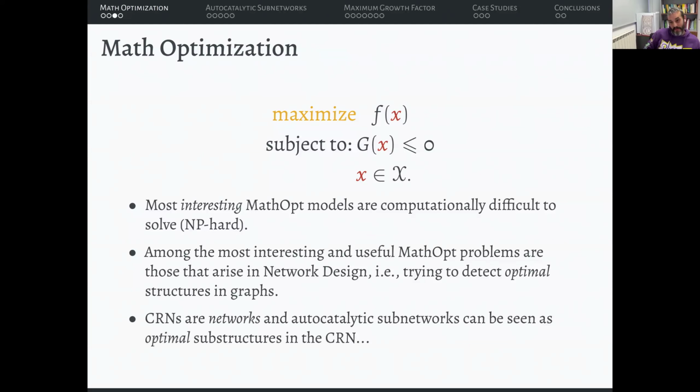And this is the case of chemical reaction networks. I will give a brief definition about this type of thing, but a chemical reaction network is nothing but a network in some sense. And finding autocatalytic subnetworks is nothing but finding optimal substructures inside a chemical reaction network. So math optimization for us is a kind of ideal framework to analyze this type of structures, right?